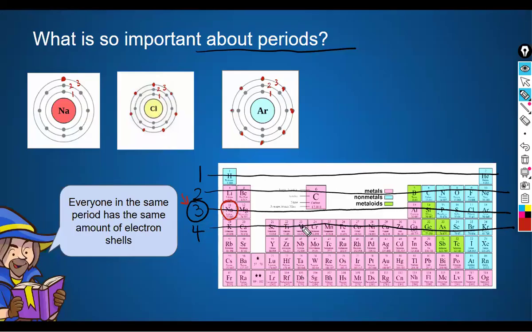So everything in the same period, like everything in period 1, will have 1 shell. You can bet all your money. Anything in period 2, when you draw them out, will only have 2 shells. And I think you all get the drift here. So take down this now. What is so important about periods? Everyone in the same period has the same amount of electron shells. The amount of electrons and valence electrons is going to differ, but the amount of shells itself is the same for each period, right? Let me know when you're finished, as usual.